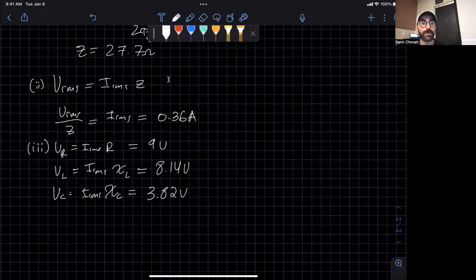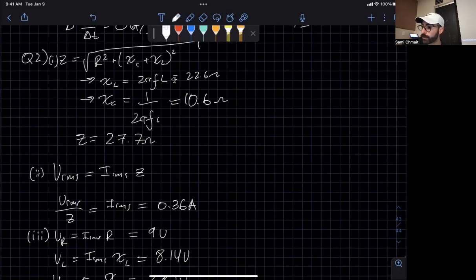We're next asked to determine whether the current leads or lags the voltage. Well, to do that, you're going to need to calculate the phase angle. And depending on its sign, that being greater than or less than 0, you're going to be able to determine if it leads or lags. So this is part A.